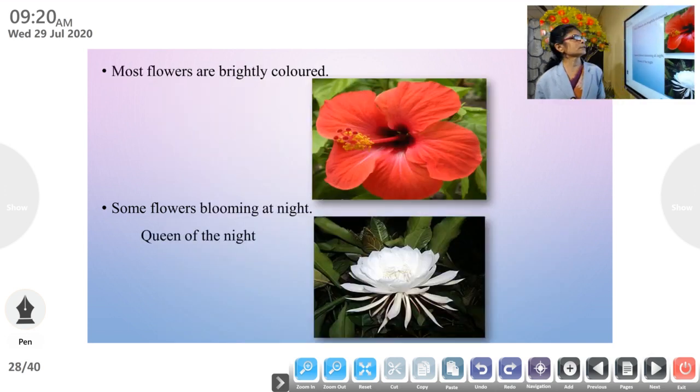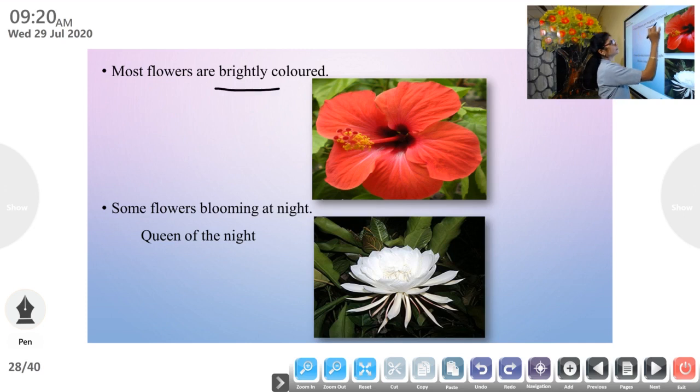Look, most flowers are brightly colored. Here hibiscus is given. Why is it brightly colored? Because to attract insects and birds for pollination. Some flowers bloom at night. Example, queen of the night. Do you see this flower? In Malayalam, it is known as Nishagandhi.